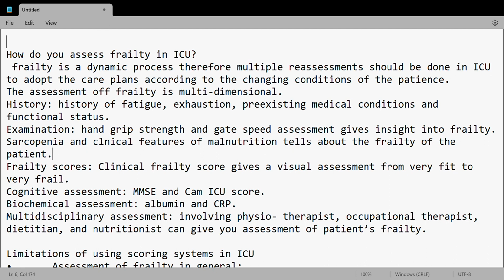Frailty scores. Clinical frailty scores give a visual assessment from very fit to very frail. Cognitive assessment tools that can be used are MMSE and CAM-ICU score. Biochemical assessment like albumin and CRP. Multidisciplinary assessment involving physiotherapist, occupational therapist, dietitian, and nutritionist can give you an assessment of the patient's frailty.